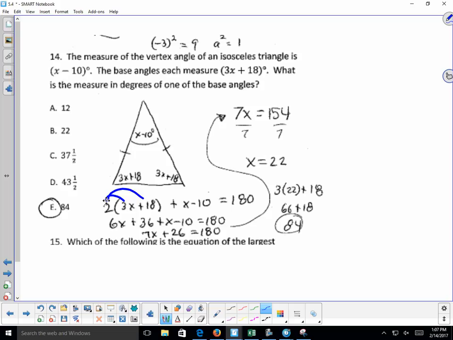But by all means, look at that. There it is, so tempting. You just want to grab it, but that's not your answer, right? Because you weren't supposed to find x. They were asking, you might want to underline what you're asked to find. What is the measure in degrees of one of the base angles? So I've got to plug in 22 for the x in the 3x plus 18, and when I did that, I got 84. Are we okay with this?